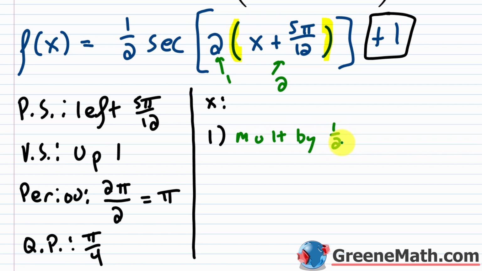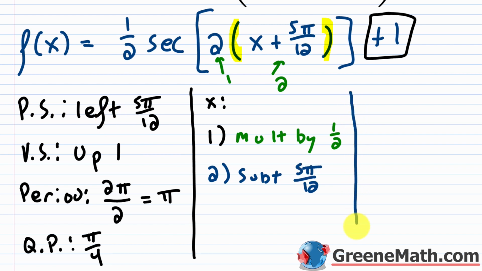I know a lot of teachers will also say this as a horizontal compression by a factor of 2. Again, I don't want to get caught up on the terminology. A lot of people get confused by those two ways of saying the same thing. Just realize that you're having your x coordinate either divided by 2 or multiplied by half. Then the second thing is you want to undo this plus 5 pi over 12. Well, we want to subtract 5 pi over 12. Again, we saw that earlier when we did the phase shift. That's going to shift me to the left 5 pi over 12.